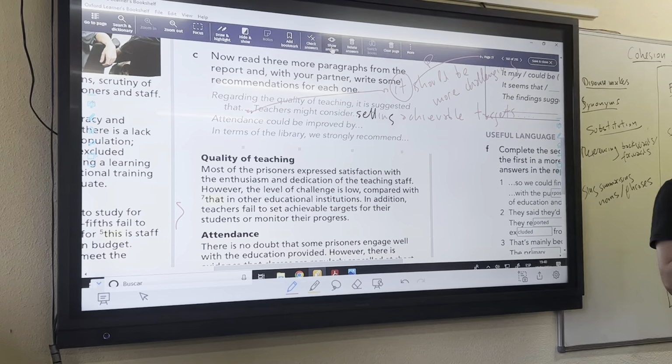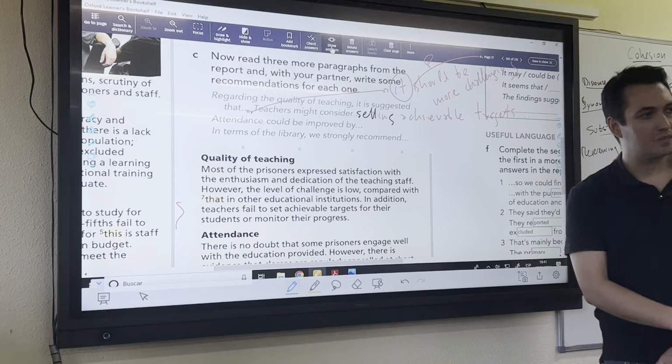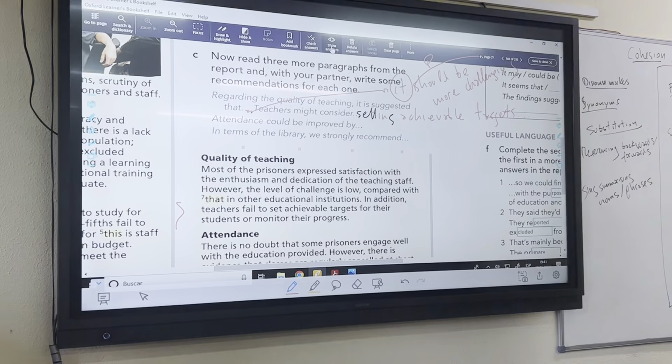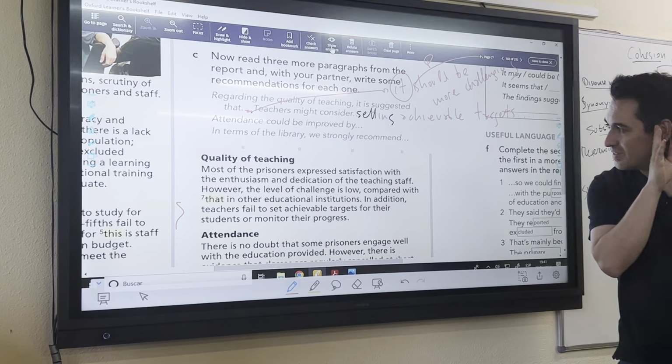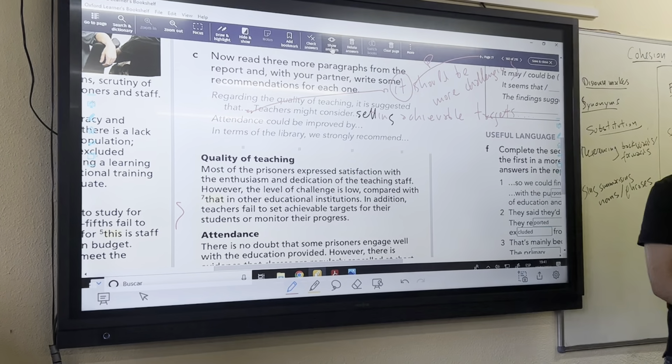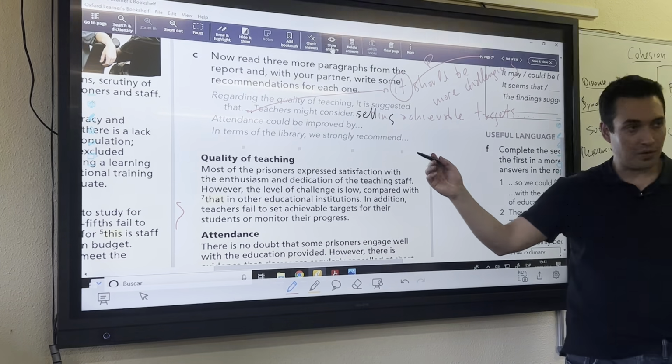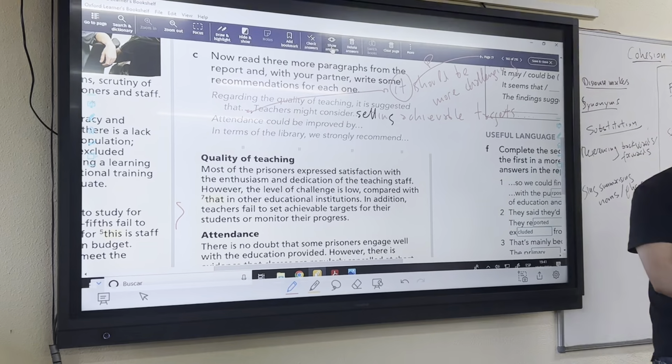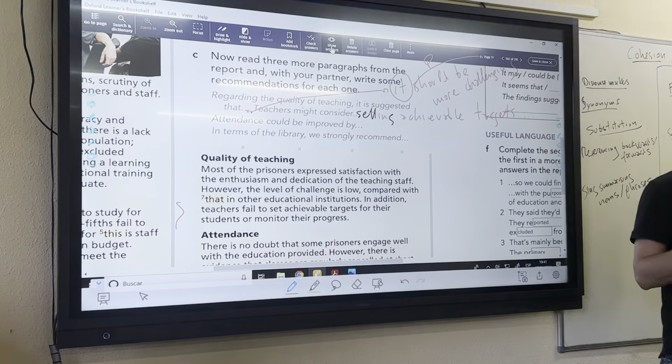Attendance could be improved by avoiding canceling classes at short notice. Can you say again? By avoiding canceling classes at short notice. I agree. Grammar is fine also. ING. Any other possibility? Anybody? After avoiding, avoid always in ing.